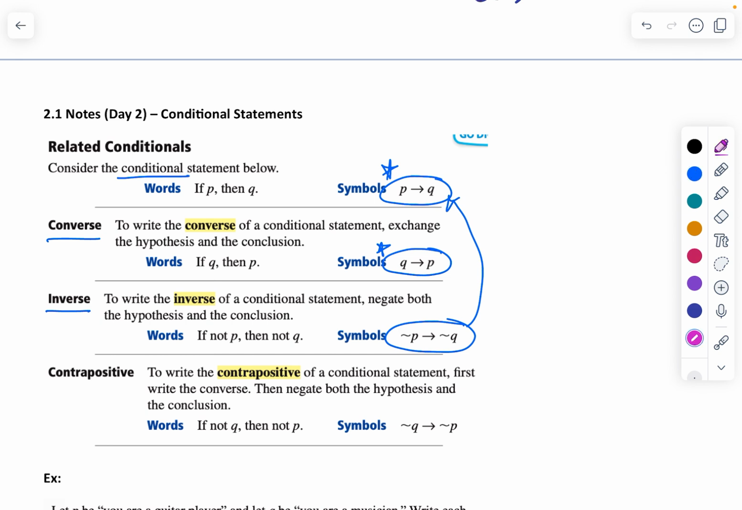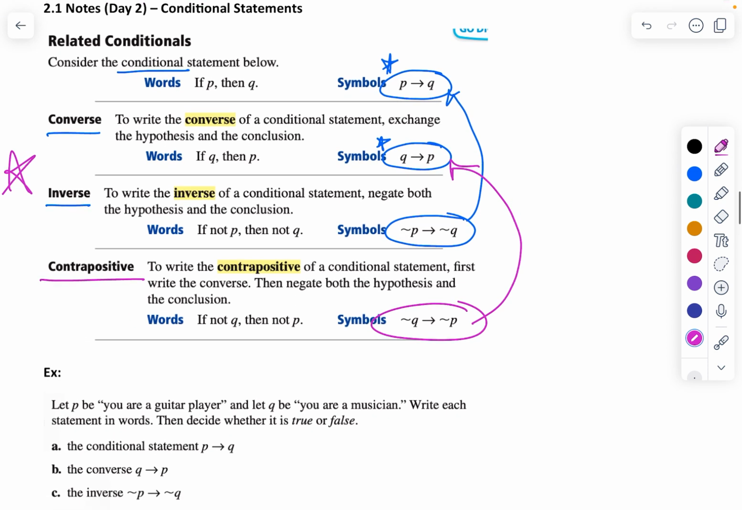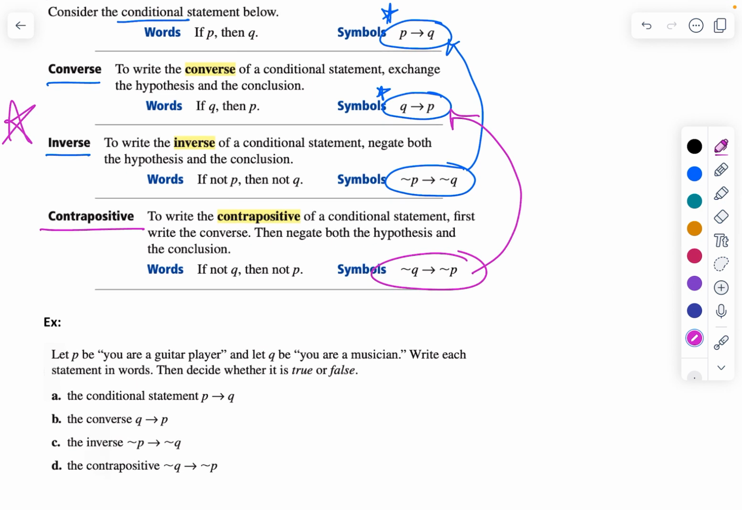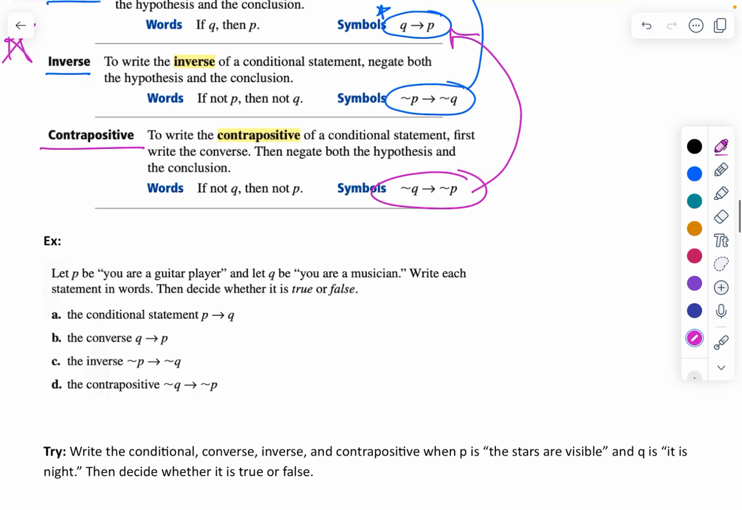And then finally, we have the contrapositive, which you can see is like the negation of the converse. See, not Q implies not P. And so you will need to know these four. I'll just give you something and then say, right, the conditional, the converse, the inverse, and the contrapositive. I'll keep them in that order to make it easier. But yeah, you need to know what they are.